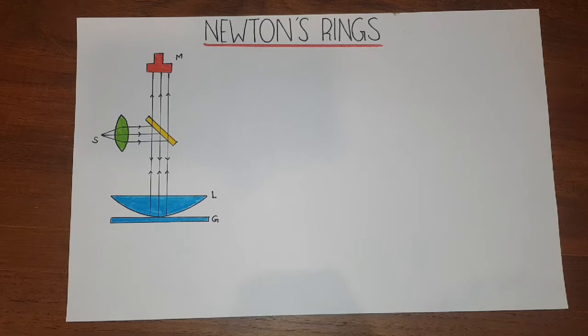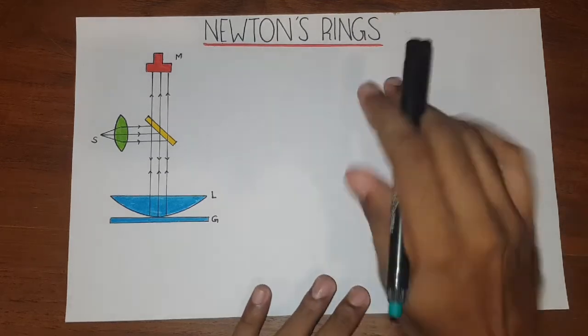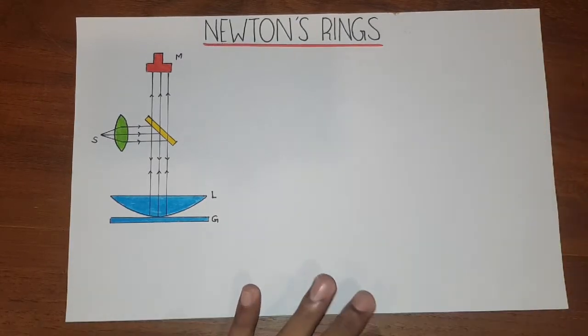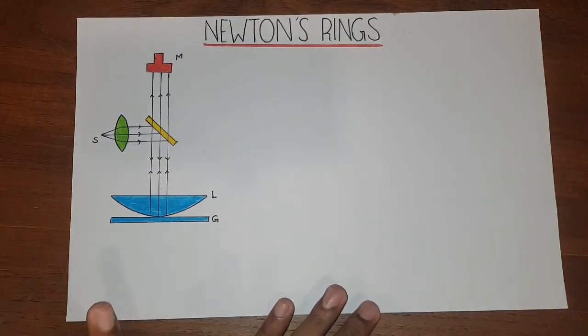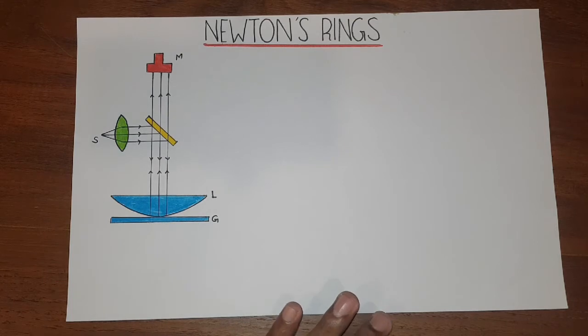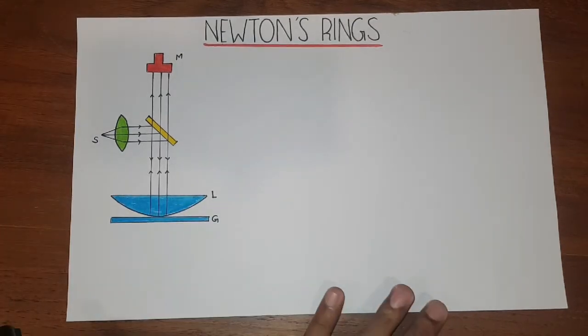Now let's look at the working of the Newton's rings. So this is also about an interference pattern, but there are some peculiarities regarding this pattern. So the apparatus is same as that of the air wedge.